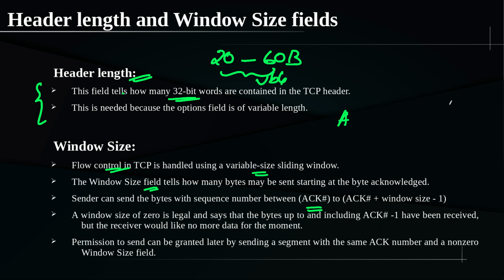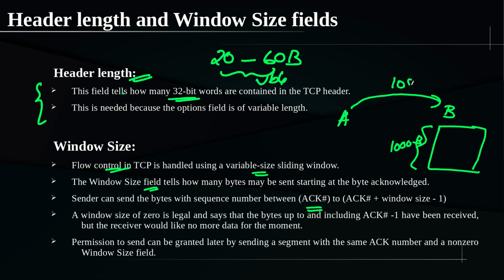Say A is trying to send something to B, and we are focusing on B. This is a buffer of B, say of 1000 bytes. For the time being, A communicated some 100 bytes, so 100 bytes are filled in the buffer. What is the remaining capacity? 900 bytes. So the window size field will contain this value 900. Again, on A's side there is also a buffer, but we are focusing on this buffer only, and in the reply message it will communicate this 900 bytes as the window size.